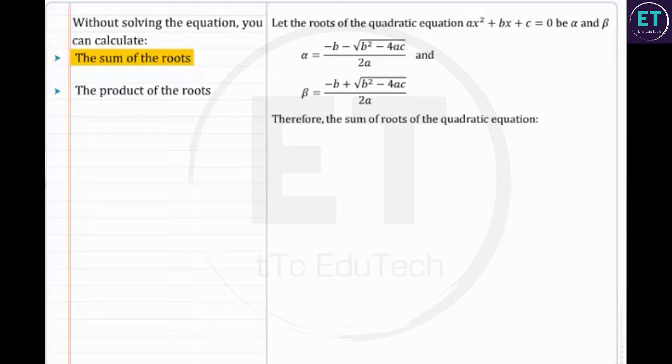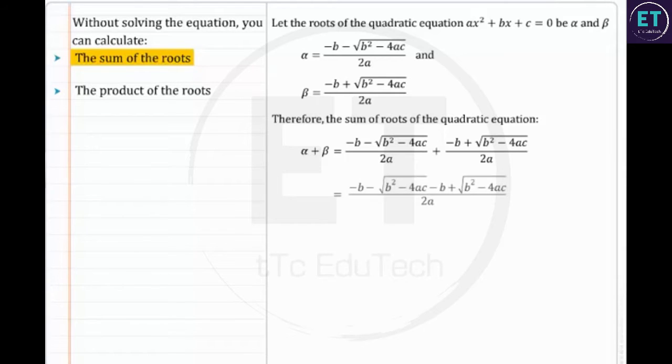Therefore, the sum of the roots of a quadratic equation is alpha plus beta equals minus b minus square root of b squared minus 4ac divided by 2a, plus minus b plus square root of b squared minus 4ac divided by 2a.